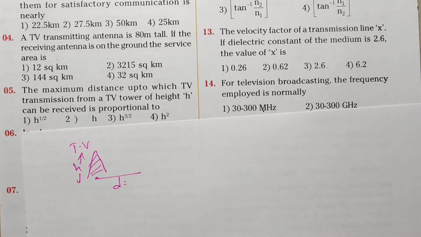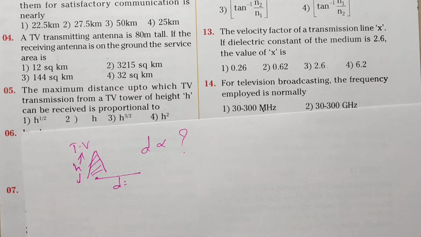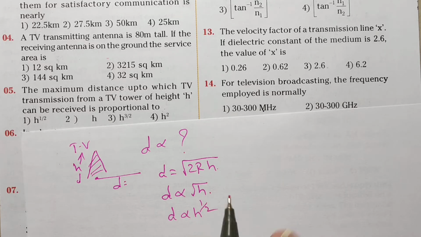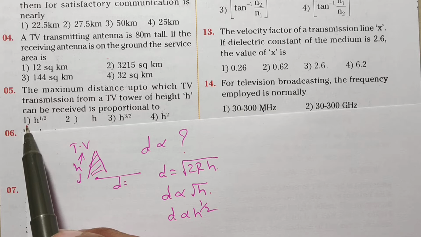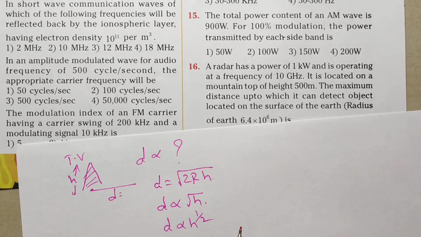Distance-height relationship: D is directly proportional to what they are going to be asking. We know that distance D is the square root of 2r into h. Distance D is directly proportional to root h, that is, D is directly proportional to h power 1 by 2. That means the first option is correct. Now the sixth question.